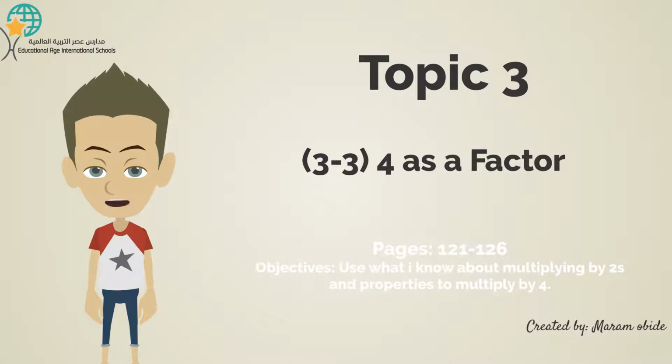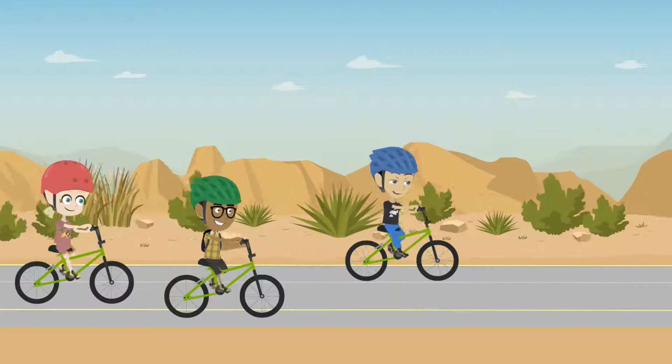Today we're going to continue topic 3, lesson 3.3, 4 as a factor, pages 121 to 126. Our objective is to use what we know about multiplying by 2's and the distributive property to multiply by 4.